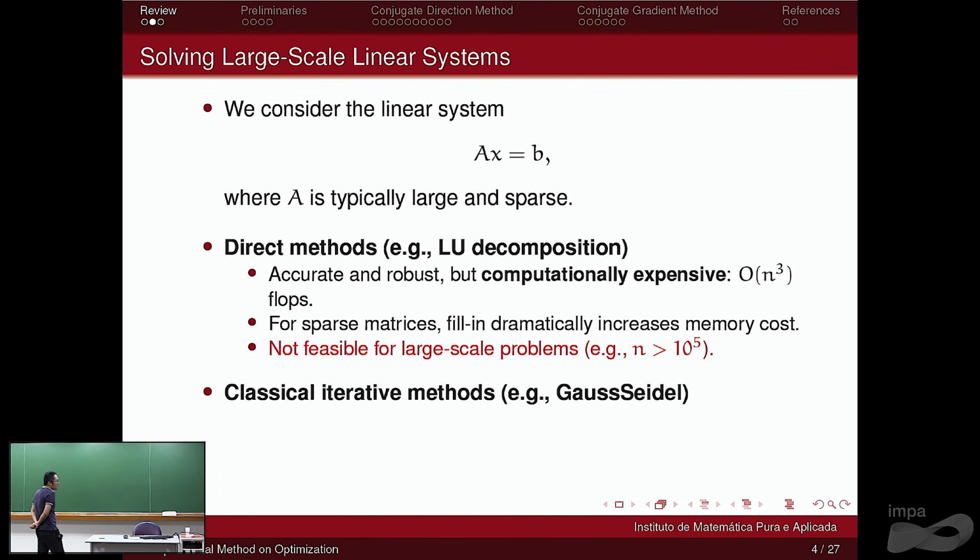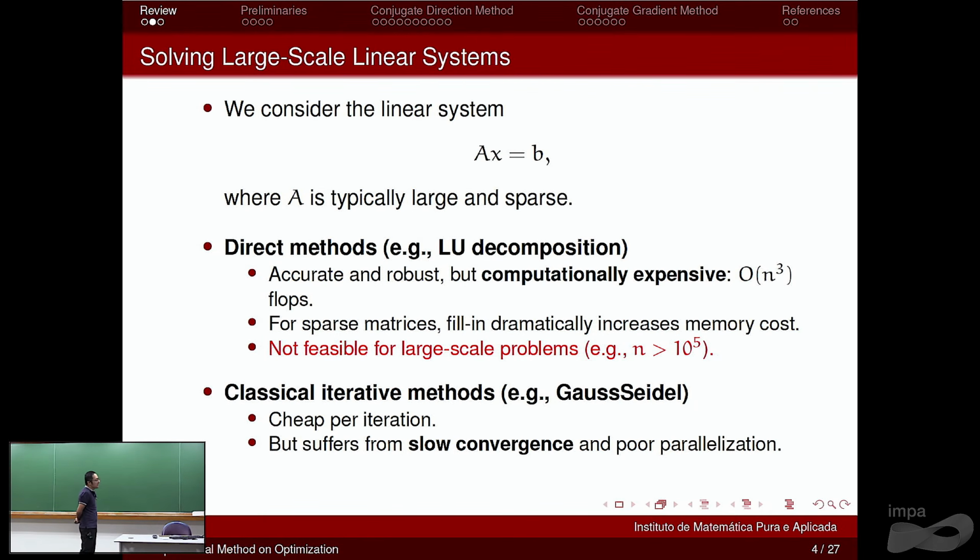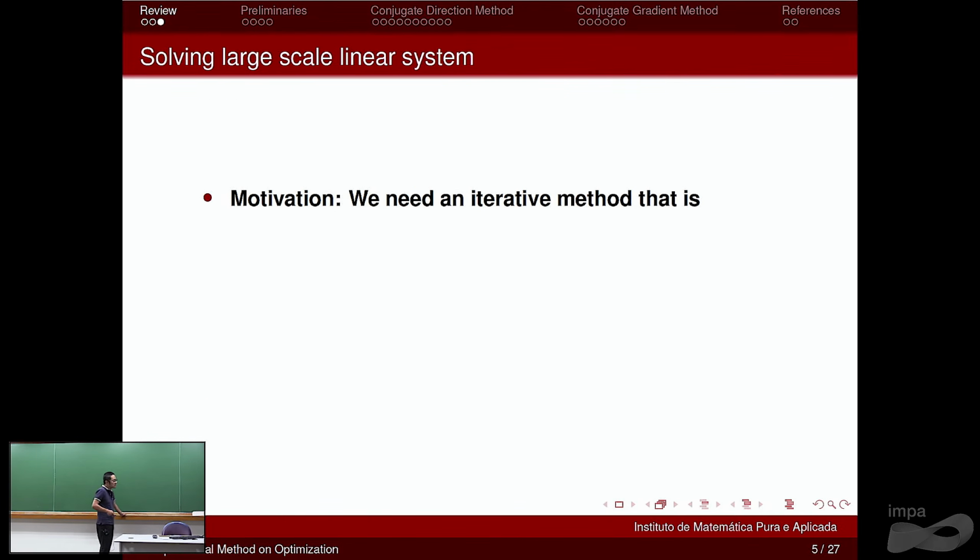And the next one: when the problem becomes larger, you can also use an iterative method like Gauss-Seidel, which is much cheaper in each iteration. But the convergence of Gauss-Seidel is not so good, and it's not very easy to do parallel computation with it. It is also not so efficient for large-scale problems, especially in machine learning and artificial intelligence.